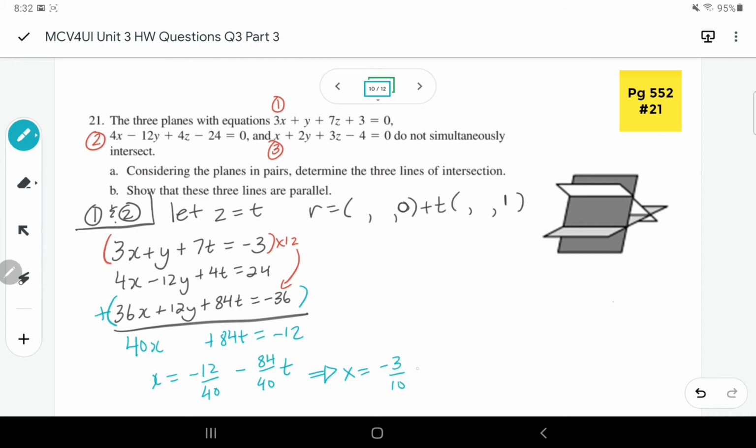Certainly a 4 will divide out of there. That'll be minus 21 over 4t. So that gives me the x component of the position is negative 3/10, and the x component of the direction is negative 21 over 10. I divided by 4, but then left the 4. So negative 21 over 10.